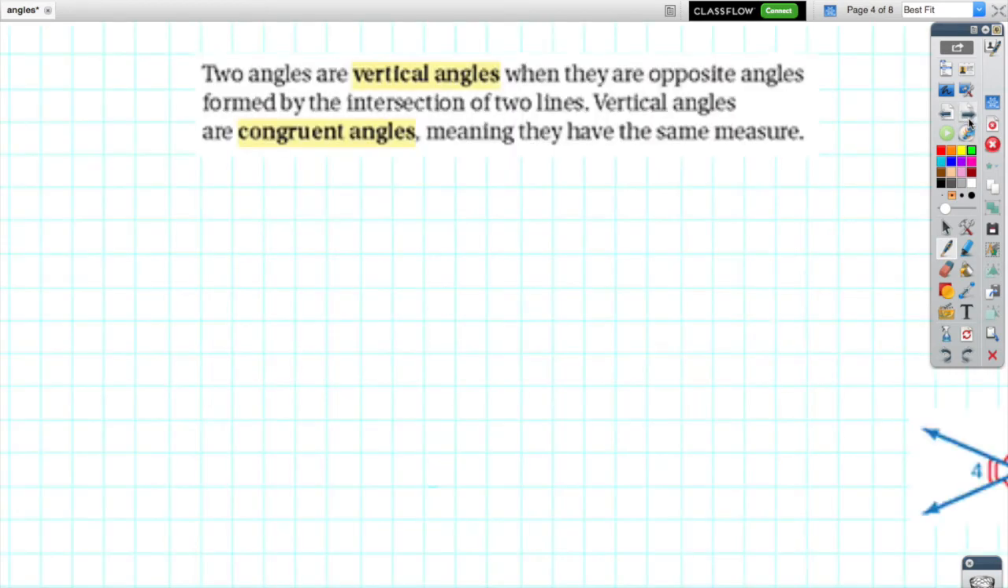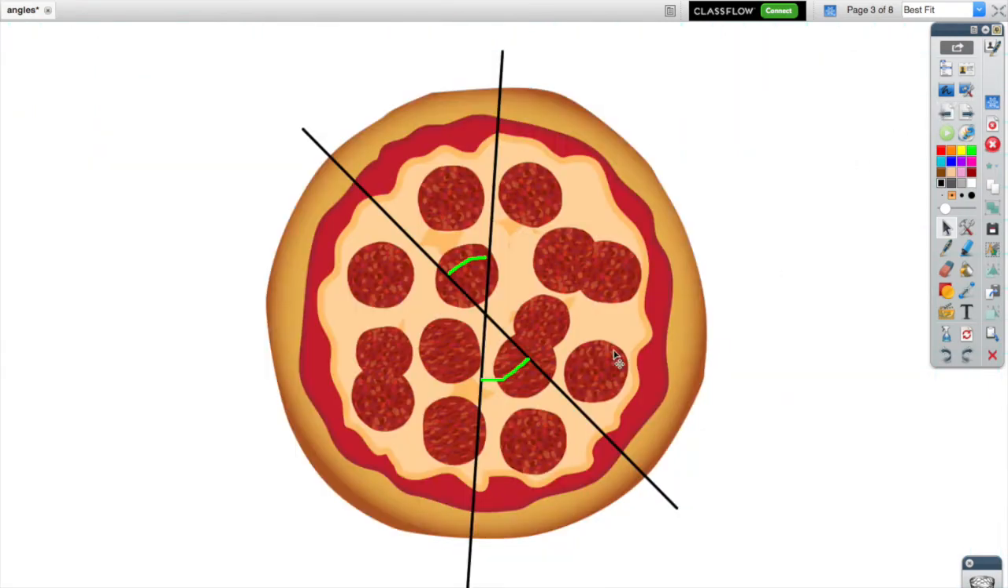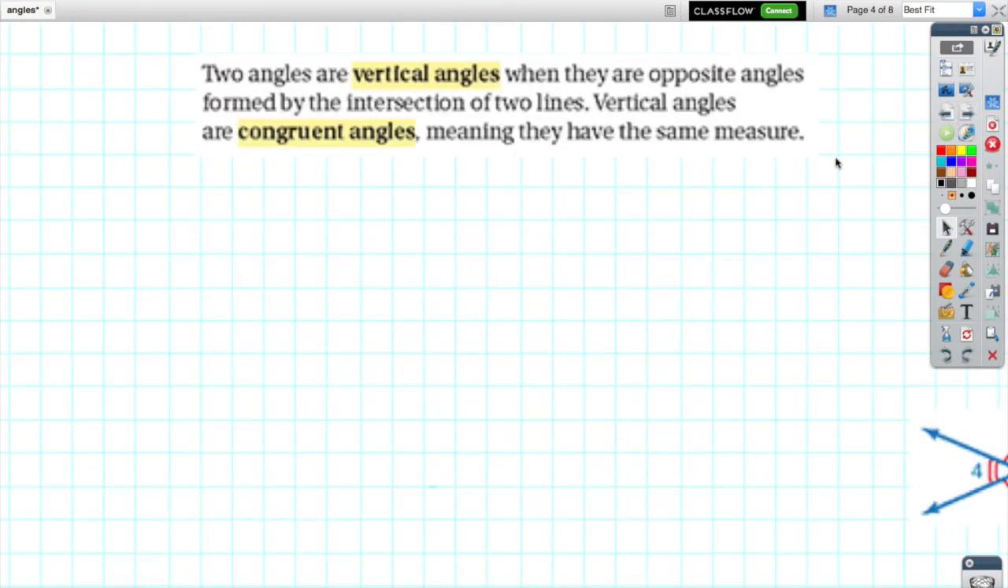And so this is another term we want to add in, and sorry about the blurriness of this. The cut and paste wasn't high resolution. So two angles are vertical angles when they are opposite angles formed by the intersection of two lines. In other words, they're that mirror image that I was talking about earlier. And so not only are they vertical angles, but that also says that they must be congruent angles. They have the same measure.